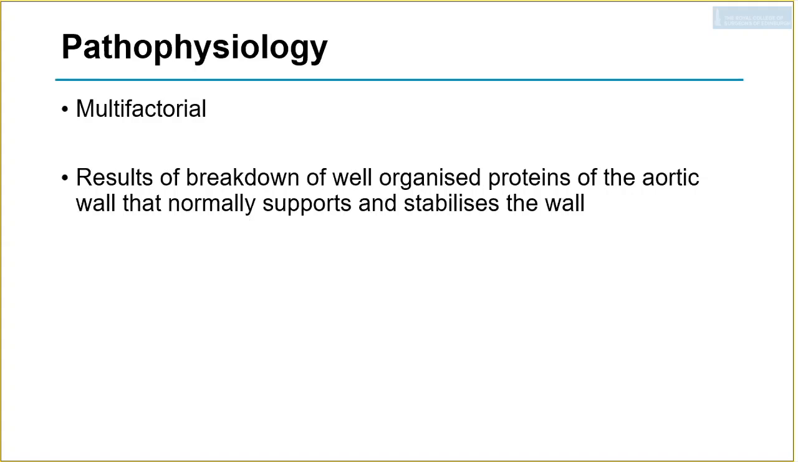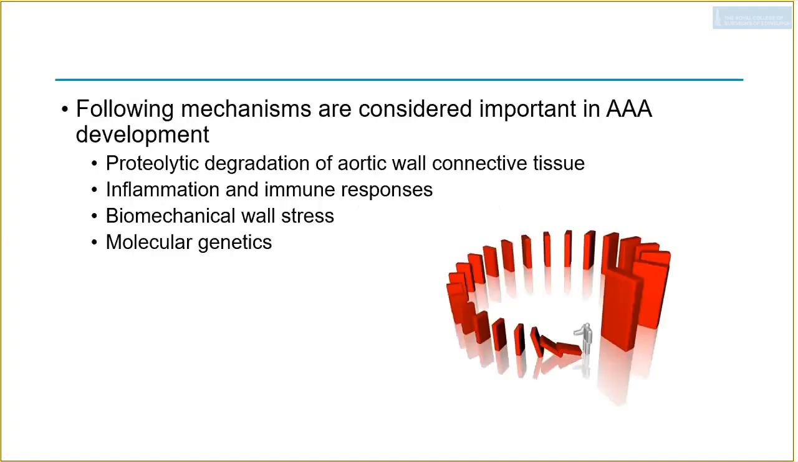Pathophysiology: abdominal aortic aneurysm is multifactorial, and we think it is commonly the result of breakdown of well-organized proteins of the aortic wall, such as elastin and collagen. And in the absence of elastin and collagen, or a decrease in their volume, the abdominal aortic wall will destabilize and increase the risk of it dilating.